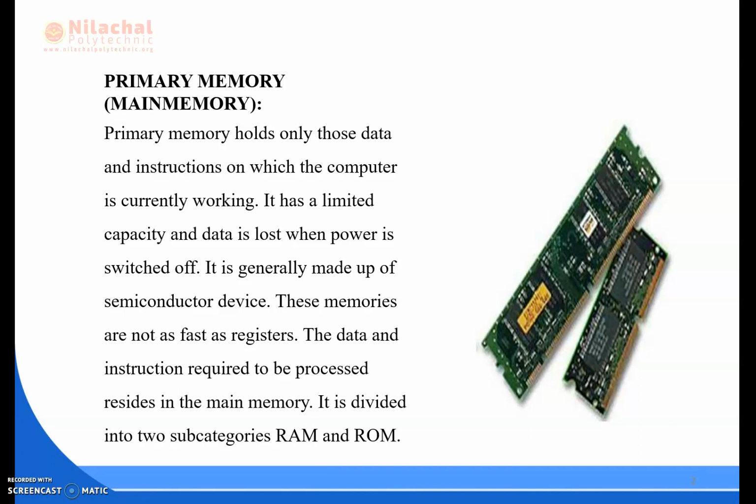It is generally made up of semiconductor devices, and primary memories are not as fast as registers. The data and instructions required to be processed reside in the main memory. Primary memory or main memory is divided into two subcategories. One is RAM, that is random access memory, and another is ROM, that is read only memory.